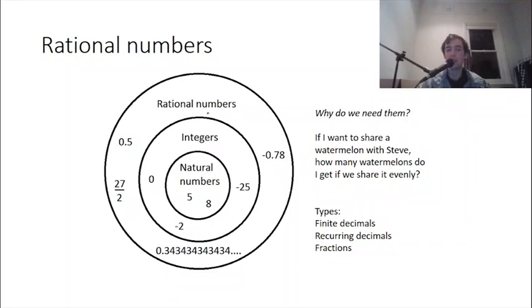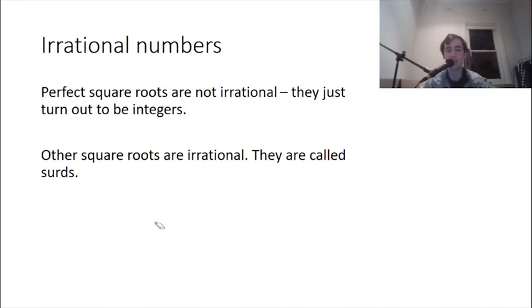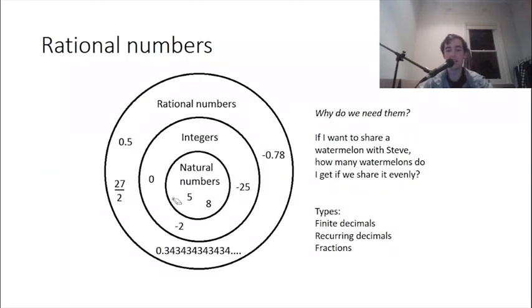Then you've got this thing called rational numbers, which includes decimals. I've written here finite decimals, so decimals that just stop like that. Recurring decimals, where they've got a repeating pattern, like 3, 4 happening again and again. And fractions also. So all of these are types of rational numbers. And finally, you've got irrational numbers, which don't fit into any of these categories.